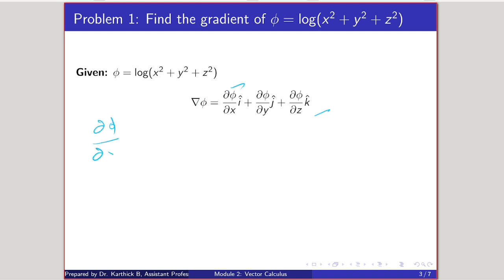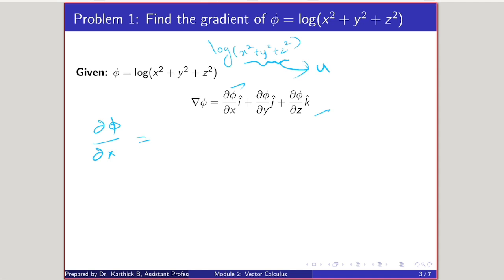First I will find dou phi by dou x. Here the function phi is a function of a function, log of x square plus y square plus z square. This will be another function, which I consider as u. Log is one type of function, and on it we have one more function, x square plus y square plus z square. So it is a function of function. Now we want to differentiate this whole function with respect to x, but since it is a function of function, we may use the chain rule.